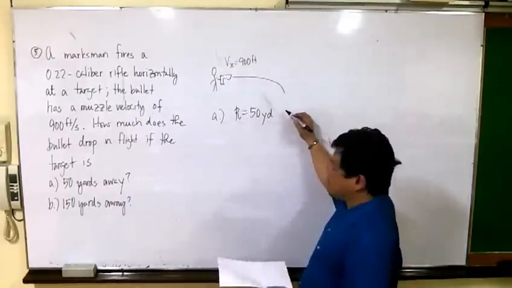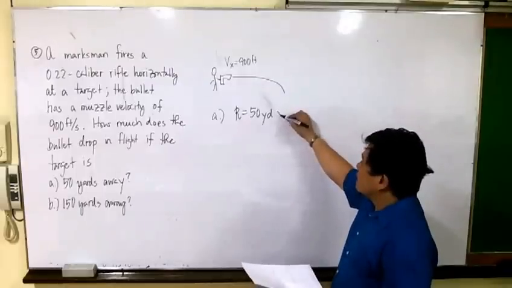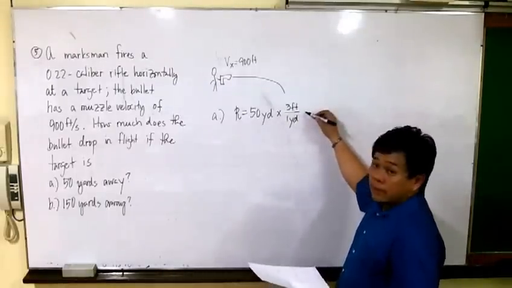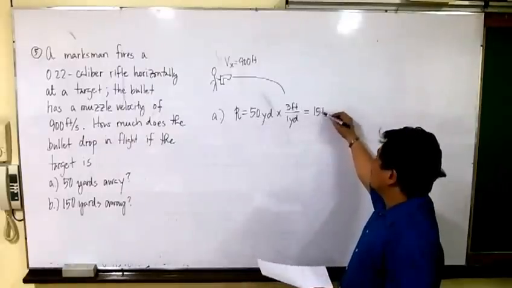We have to convert this to feet. Multiply this by 1 yard is 3 feet. This will give us 150 feet.